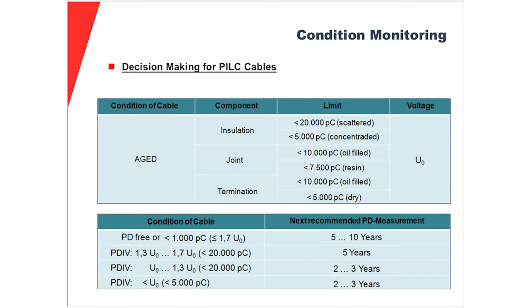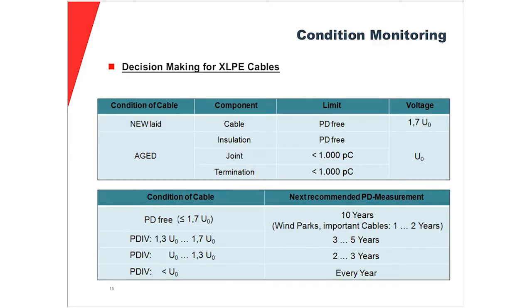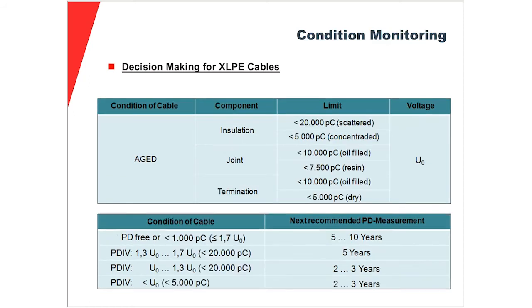Now, in contrary to that decision making for PILC cable, you immediately see, while we have had 1000 picocoulomb here on accessories for XLPE cable, we have here 10 times more for oil-filled joint and 10 times more on oil-filled termination. Remember when I said that PD is very much related to the type of insulation? You see here a clear picture that I mentioned that PILC cable is much more tolerant on partial discharge than XLPE cables are. So here about the same decision-making matrix.